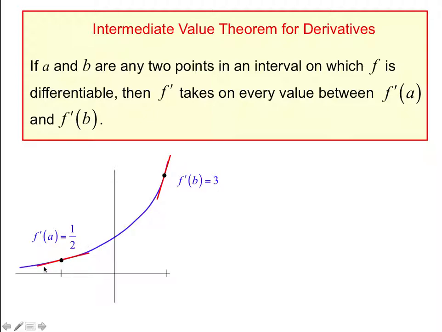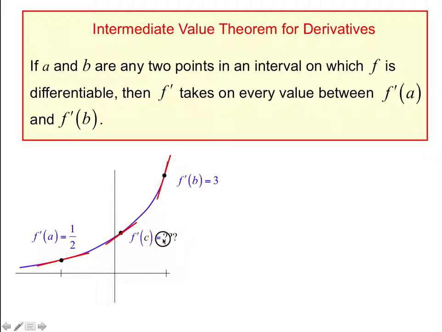Then what we're saying is if at A the derivative is a half, and if at B the derivative is 3, then if I pick a point in between A and B, I've got to have a derivative in between a half and 3. And if you remember back to the intermediate value theorem for functions, that was the same thing. So in other words, they behave much like the number line behaves. So this derivative here, because it's between these two values physically, must be between these two values numerically.